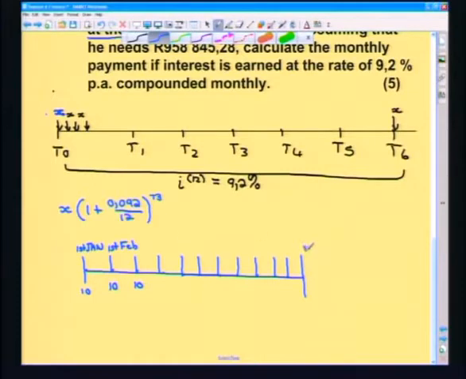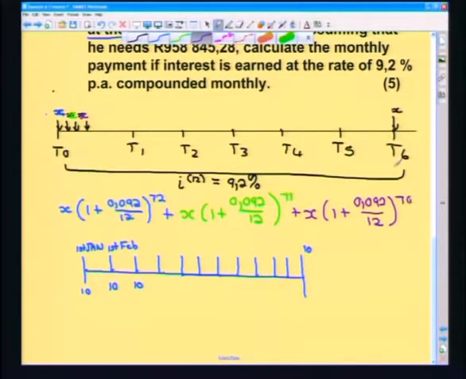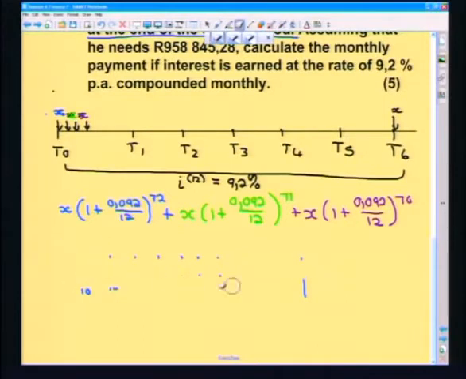But now, because I'm putting a 10 in over here on this last calculation, it's actually going to have an extra amount coming in. So actually, if I think about this, I think I'm actually wrong. I think this should have been 72. And then I'm going to take the next amount, which is this X, and I'm going to do the same thing to it. So it's 1 plus 0.092 over 12 to the power 71. And the next one, this X here, is going to be X, 1 plus 0.092 divided by 12 to the 70. And I'm going to keep on doing this until I get over here to the very end one, which actually is just X.